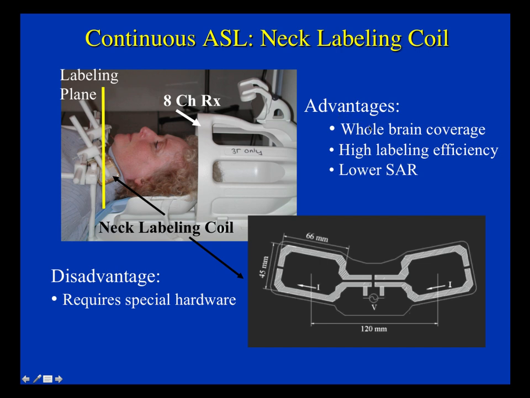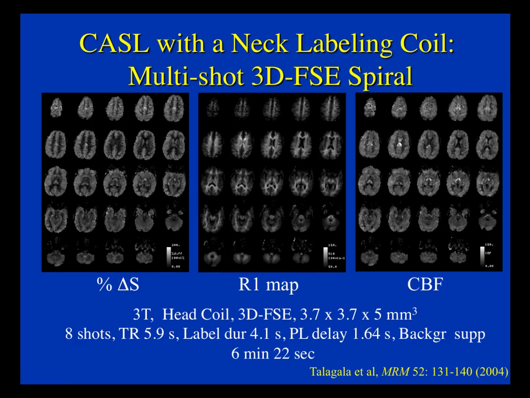The advantages of this technique are that it can provide whole brain coverage, because when we have a local coil like this, the radio frequency field is concentrated near this local coil and does not affect the brain signal, and therefore we can image the whole brain without it being disturbed by the labeling RF. And this technique can give you high labeling efficiency. The big disadvantage of this technique is that it requires special hardware, because this type of neck labeling coil is not provided by the manufacturer. However, this technique can give good results.